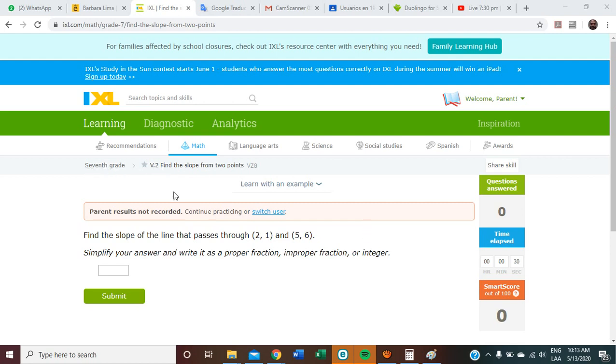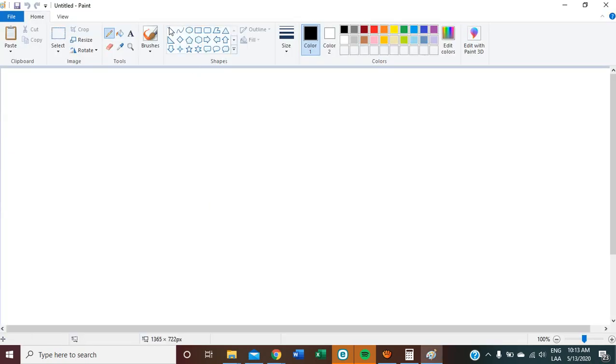7.V.2. Find the slope from 2 points, okay? Last video I taught you how to find the slope from a graph. We had a graph with 2 points, and with those 2 points you were finding the coordinates, and we used those coordinates to get our slope. Okay, this is going to be easier because we already have the numbers that we need to get the slope.